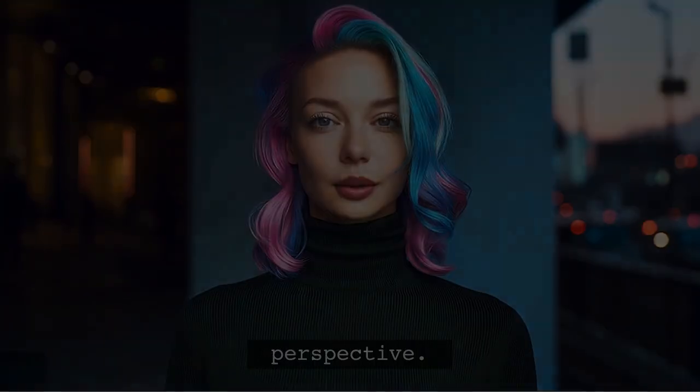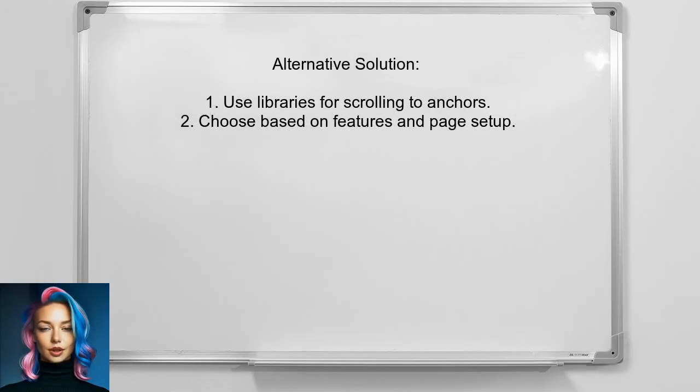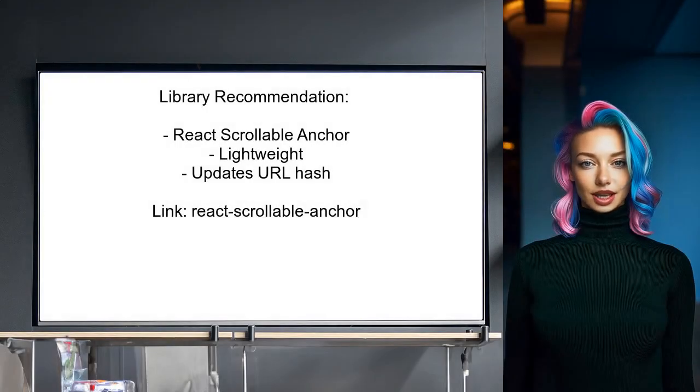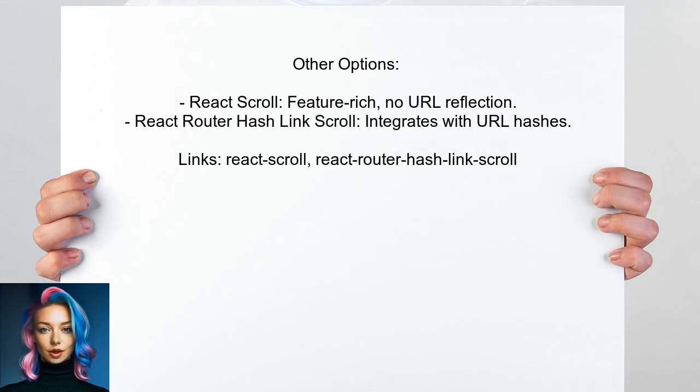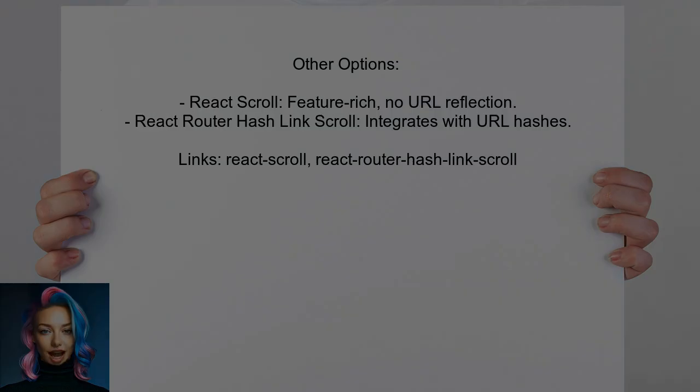Let's see another perspective. An alternative approach to handling scroll animations in React involves using libraries designed for scrolling to anchors. The choice of library depends on your specific needs and the structure of your page. One option is React Scrollable Anchor, a lightweight library that scrolls to anchors linked to URL hashes and updates the URL hash based on the focus section. The author of this library recommends it. Another option is React Scroll, which is more feature-rich but does not reflect location in the URL. If you're using React Router, consider React Router Hashlink Scroll, which integrates with URL hashes.